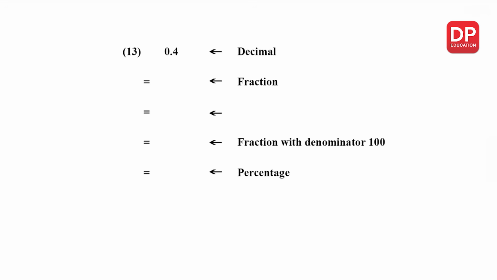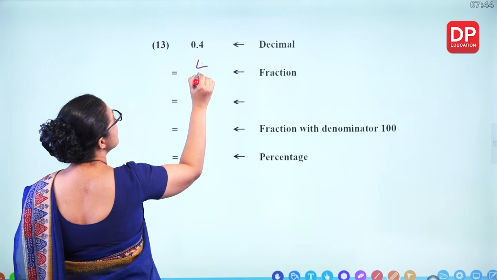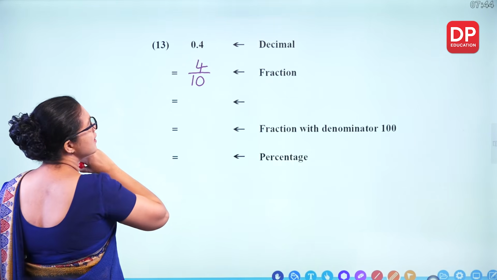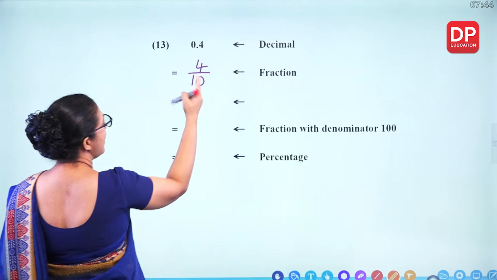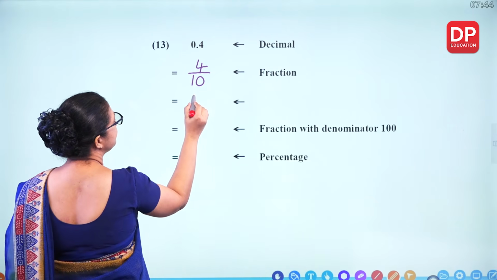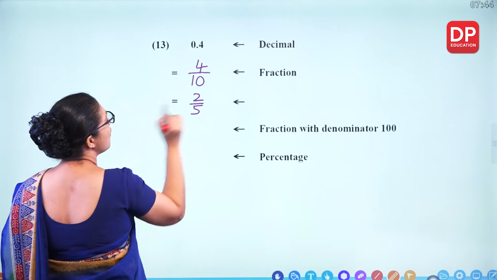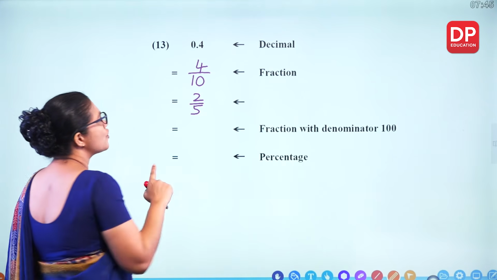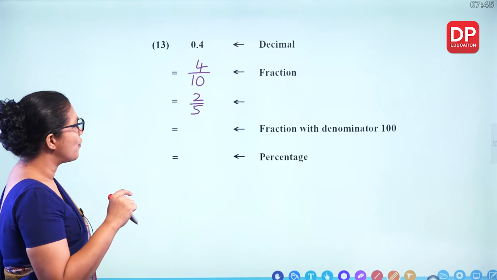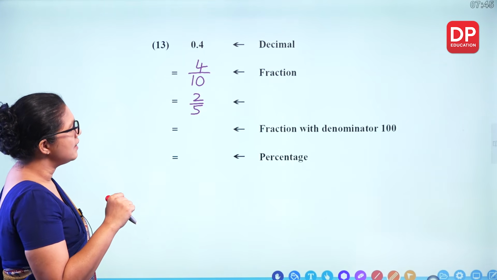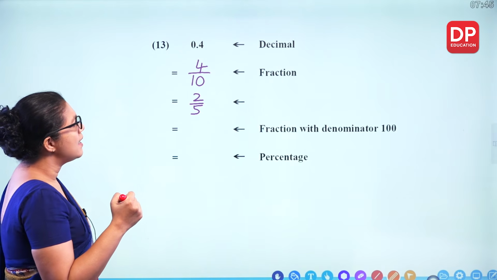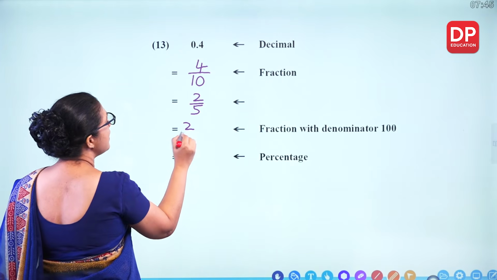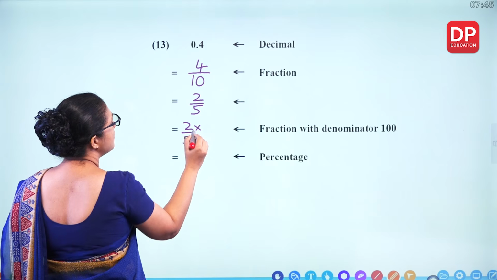0.4 is the decimal. Convert to a fraction. 4/10. You can simplify and write 2/5 as well. I'll write 2/5. That's the simplest form. Divide by 2, both the numerator and the denominator. Fraction with denominator 100, you can multiply by 20.